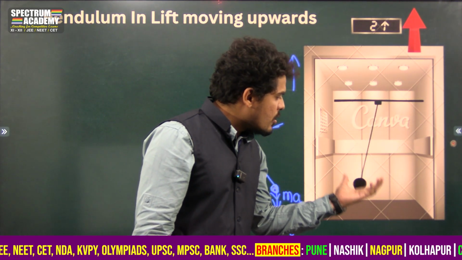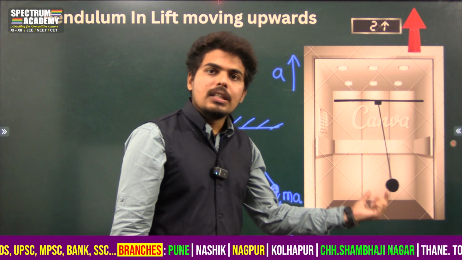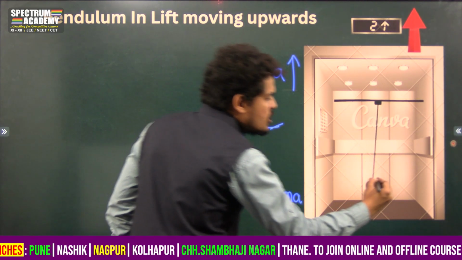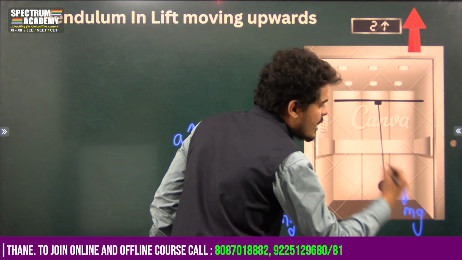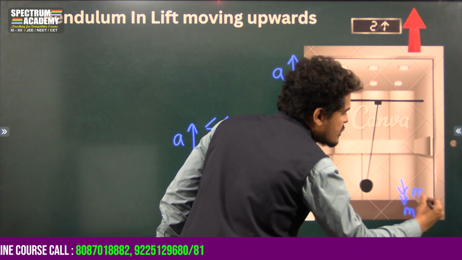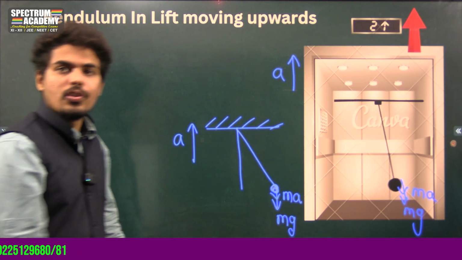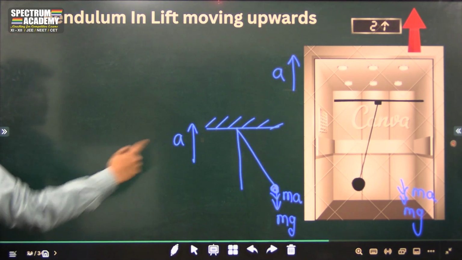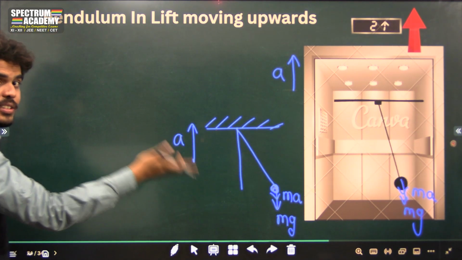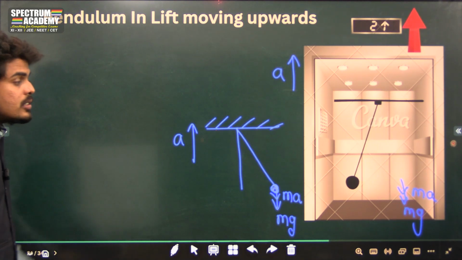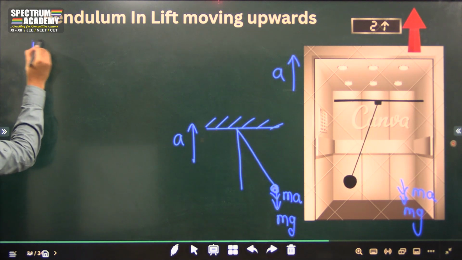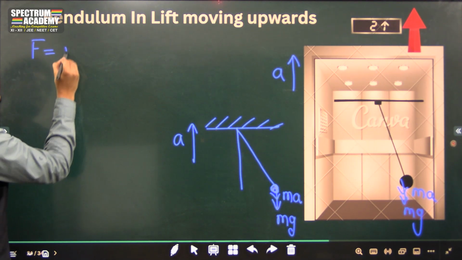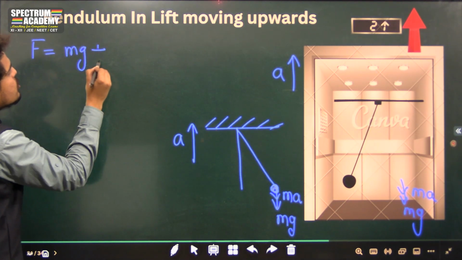But the main forces on the bob are, the first one is mg, and the second force is mass into acceleration which is the pseudo force. So the pseudo force also acts in the downward direction. So the total force in the downward direction is F equals mg plus the pseudo force.